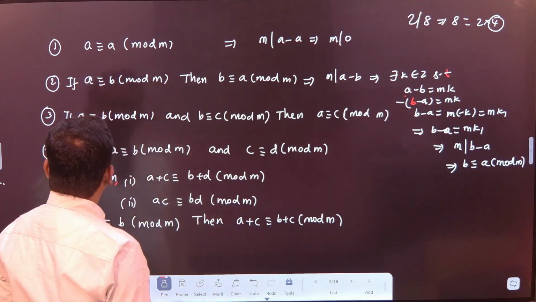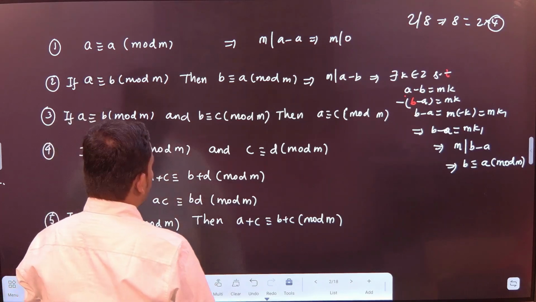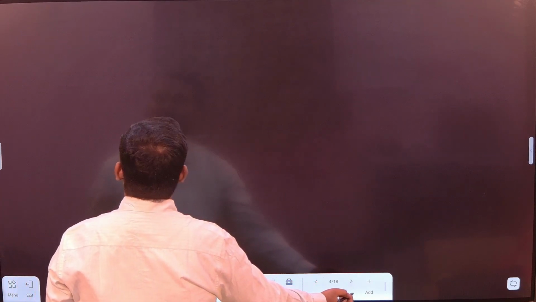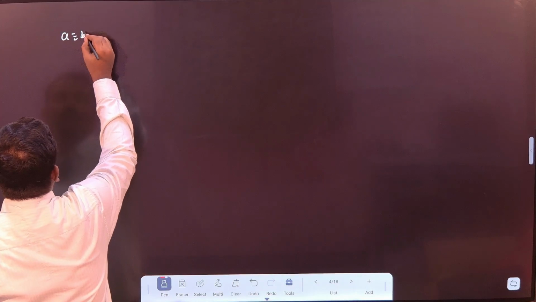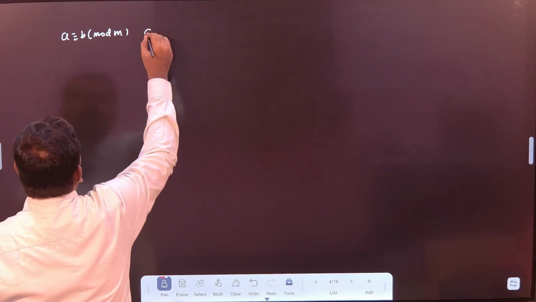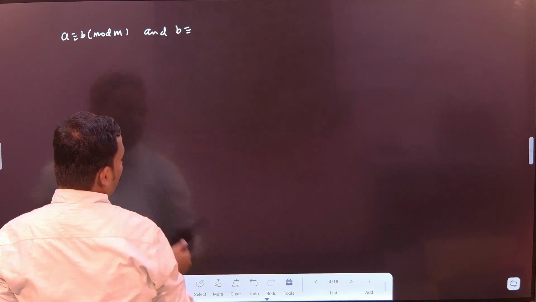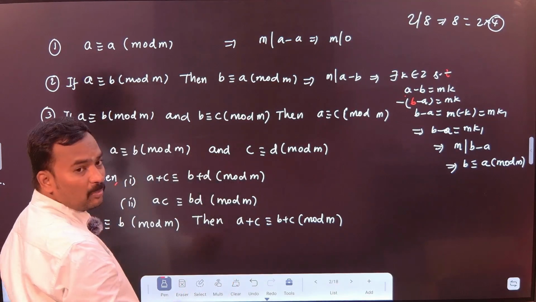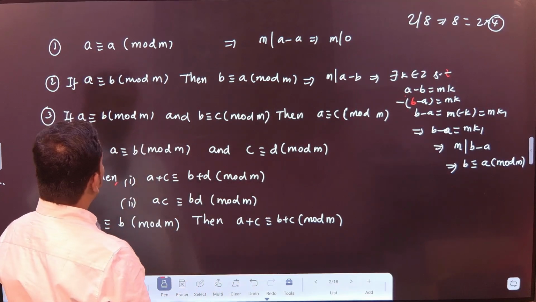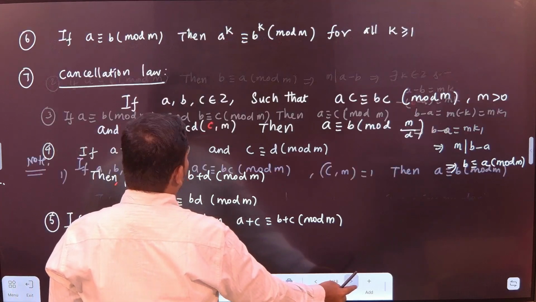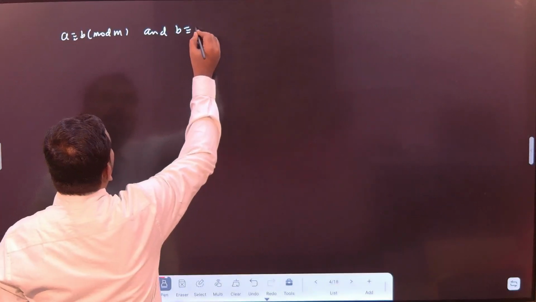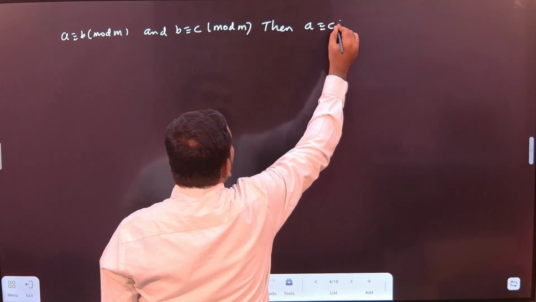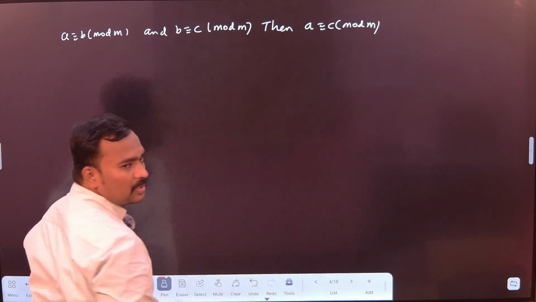Okay. Let's prove the third one. Let us take another page. The question here: A congruent to B modulo m, B congruent to C modulo m, then this is transitive, right? A is congruent to C modulo m, you have to say. If A is congruent to B modulo m and B is congruent to C modulo m, then you can say A is congruent to C modulo m. How to prove this one?